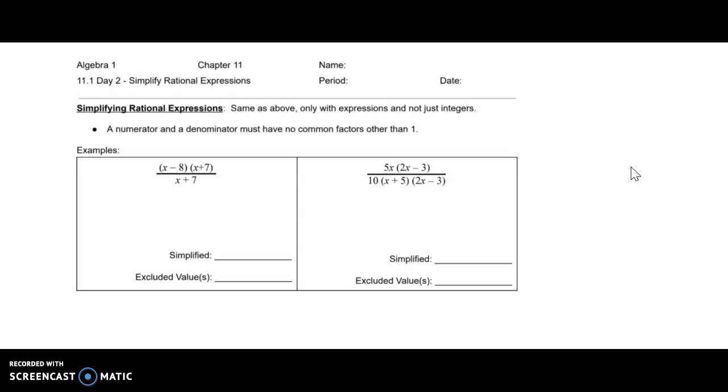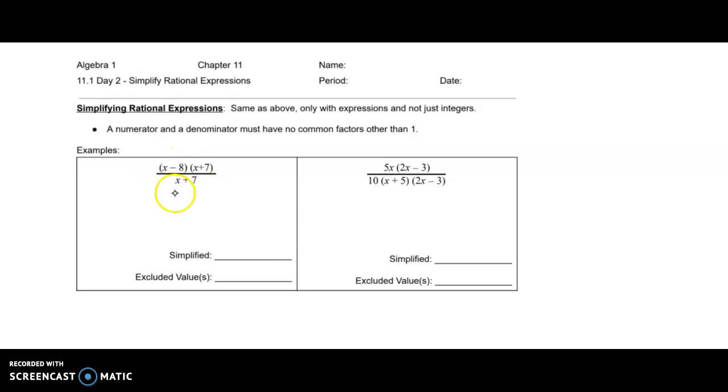We just want to go over a couple reminders from yesterday. What does it mean to simplify rational expressions? Remember, the numerator and denominator must have no common factors other than one. So yesterday we looked at just a quick warm up here.